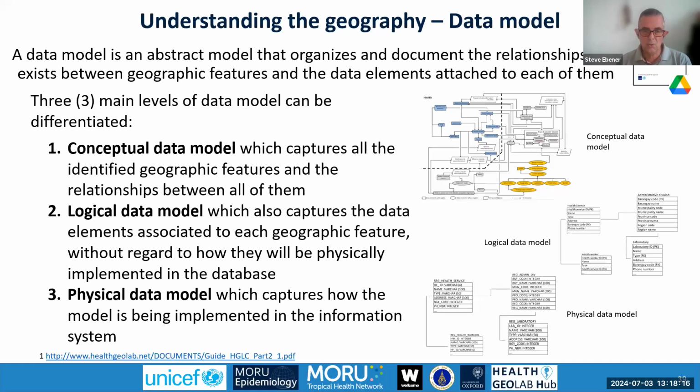The second one, which is called the logical data model, consists in capturing the different data elements that need to be associated to each geographic feature, right? Including those that will allow to recreate these relationships that we have been talking about. And then the third level is the physical data model, which captures additional information to the one in the logical data model that really allows the physical implementation of the logical data model into the information system, right? The important point to remember here is the importance of starting the process by identifying and defining these features, forming the geography of the program, of the intervention, or even of the entire health system.